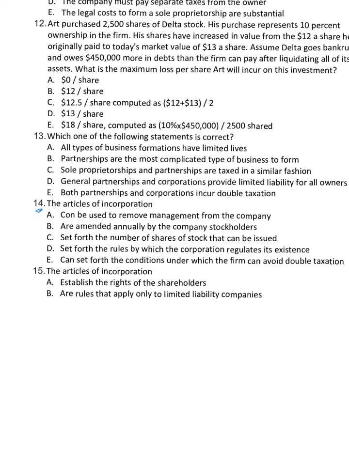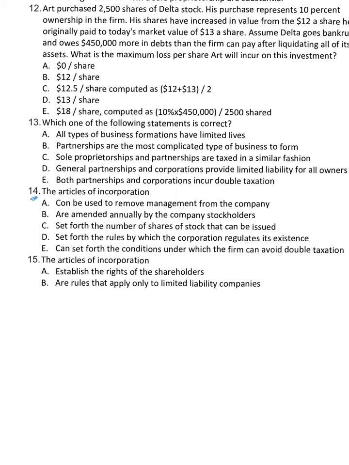Now going to question number 14, the articles of incorporation. The first option says can be used to remove management from the company. Now remember, if you go to your textbooks, you will see there is something called bylaws, and the articles of incorporation. When we talk about the articles of incorporation, you will see that among them is the number of shares of stocks that the corporation is authorized to issue, with a statement of limitations and rights of different classes of shares. So if you just review your textbook, you will remember that it's definitely going to be number C, which is set forth the number of shares of stocks that can be issued. So it's going to be C.